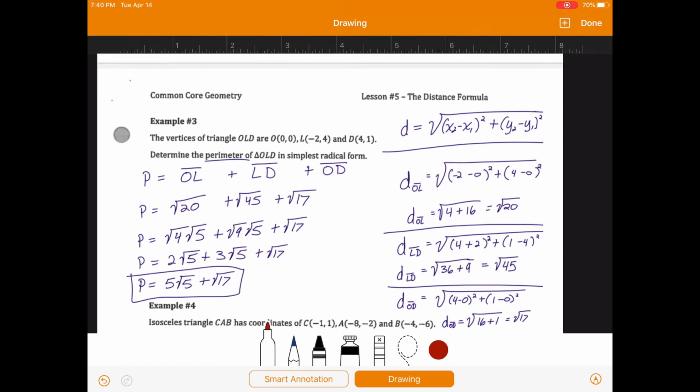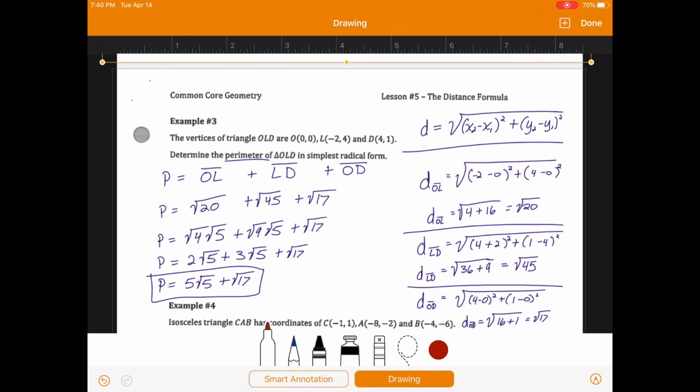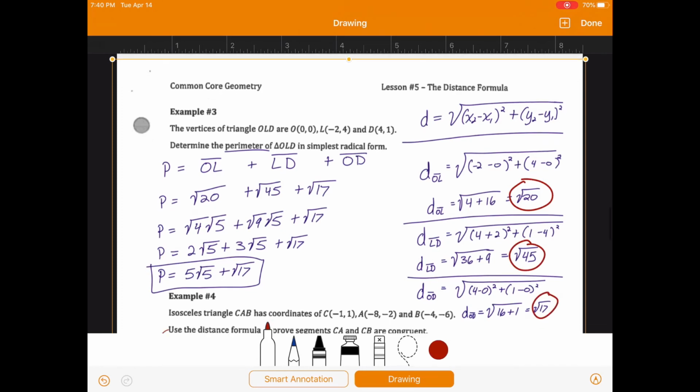So these are the answers for it. You're going to plug into that formula. And for OL, this was our answer. For LD, this is our answer. And for OD, this is our answer. And then you're going to add all three of those together, which I did right here. And we want it in simplest radical form. So I split the 20 into these two parts, 45 into those two parts, and then 17 doesn't split into anything.